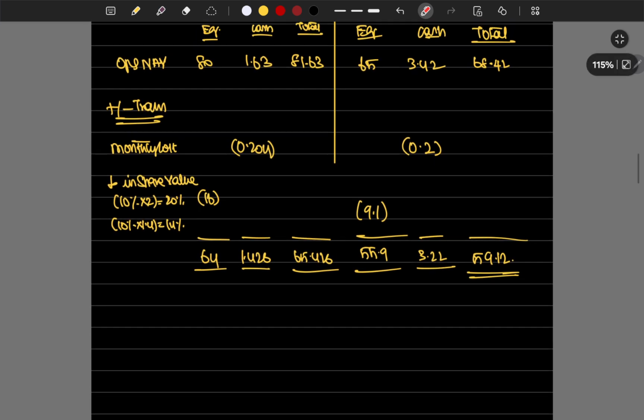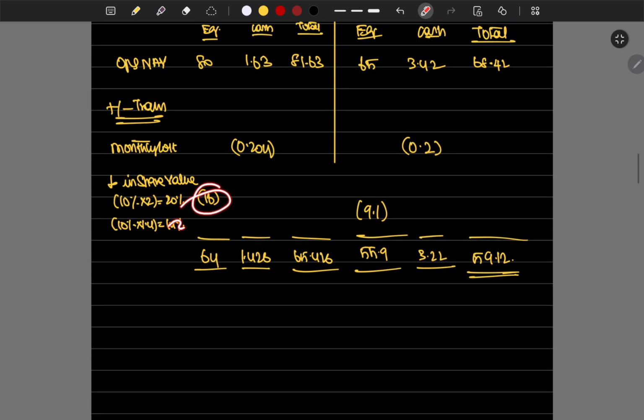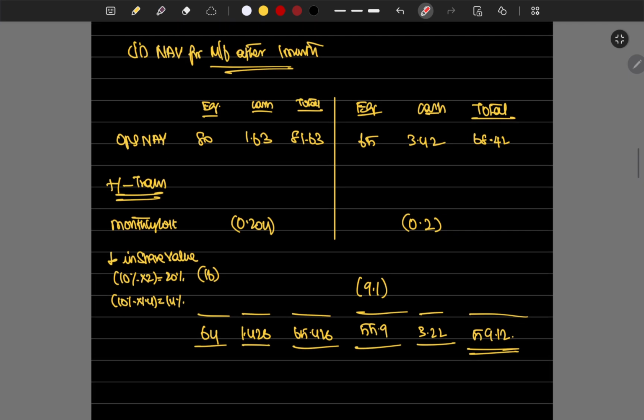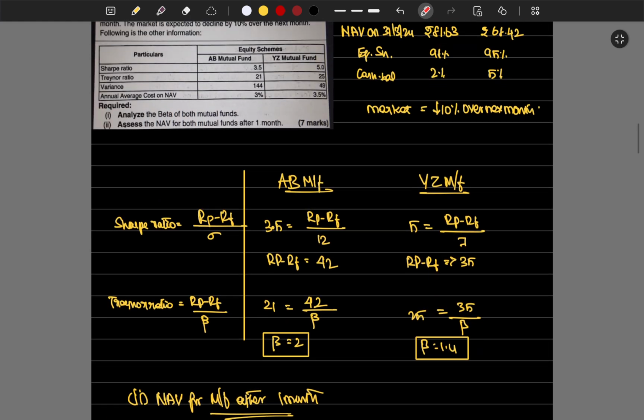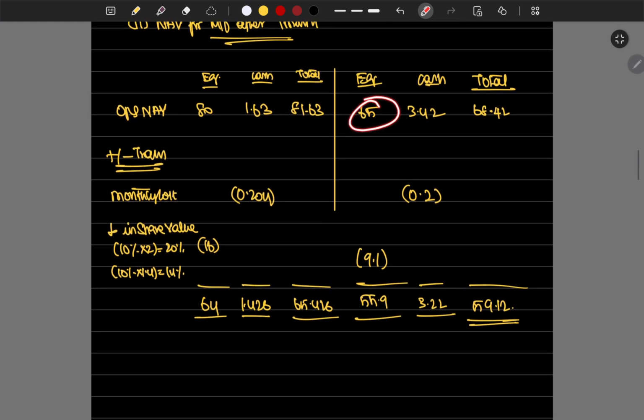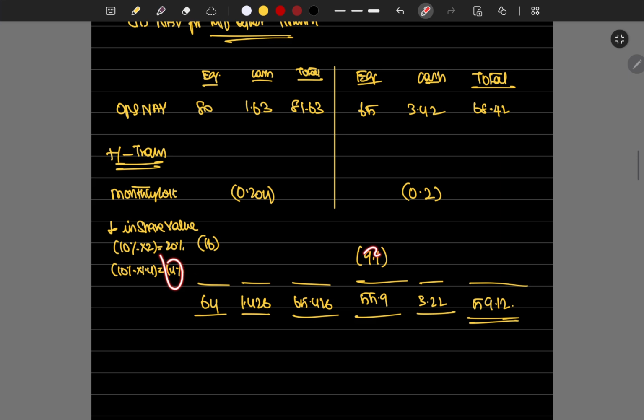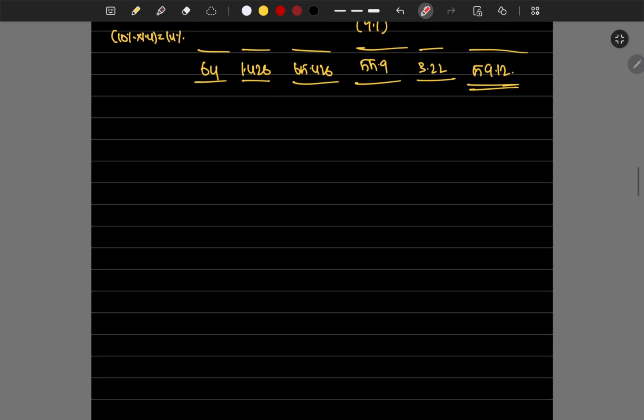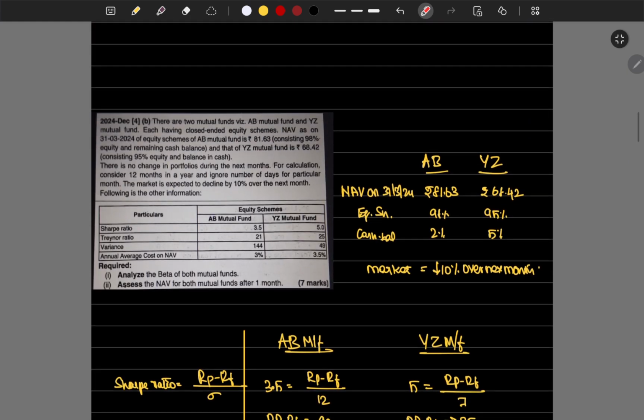So 80 into 20%, which is 16, and 14% is the fall in the second mutual fund, which is 65 into 14%. This is 9.1. Then we will be getting 555.9, and this is our closing NAV. That is it. The problem is over. Very simple problem. If this comes now, we can easily score 7 marks.